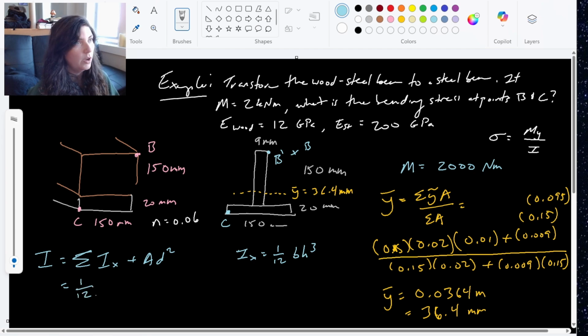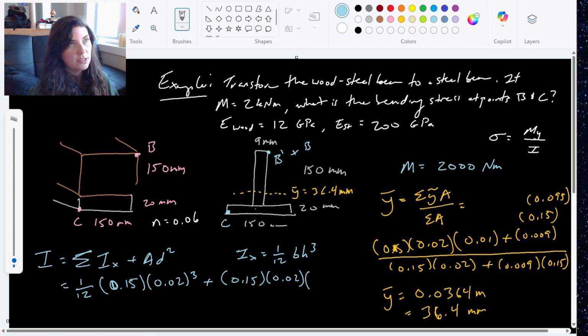So I can put this all into one big equation. My bottom rectangle: 1/12, 150, which again I'm going to convert into meters, 0.15, times height, 0.02 cubed, plus the area, 0.15 times 0.02. And then d squared here, again, is the distance from the centroid of my shape to the overall centroid. So in this case, 0.036 minus 0.01, right? 0.01 is the centroid of this rectangle. And that distance gets squared.